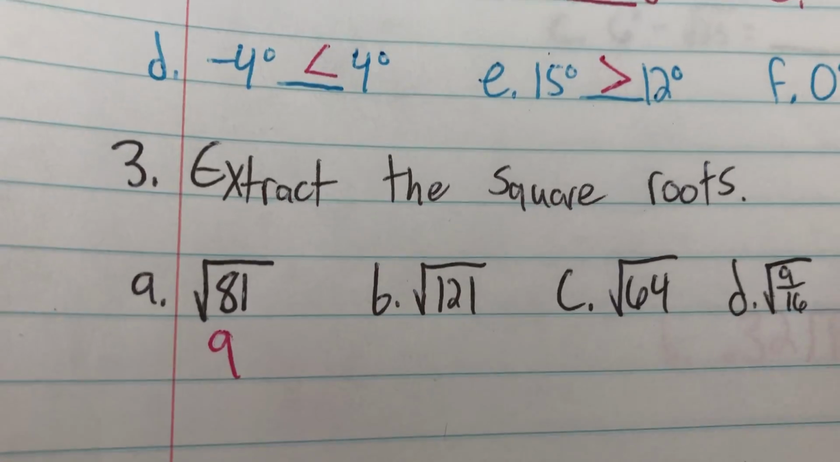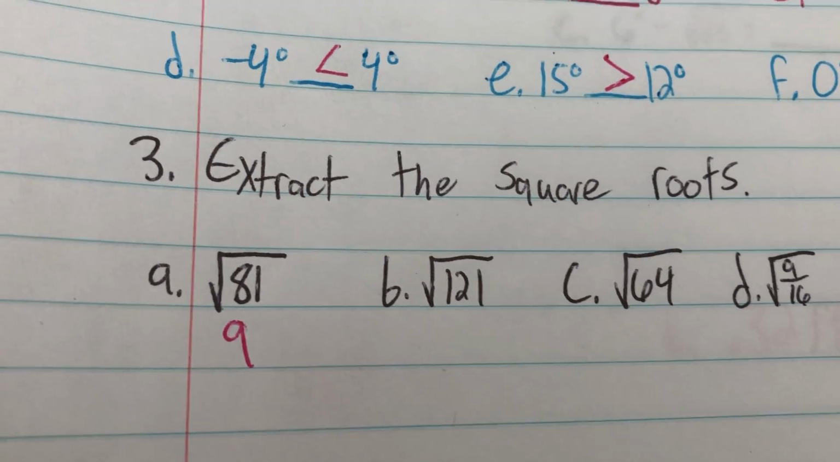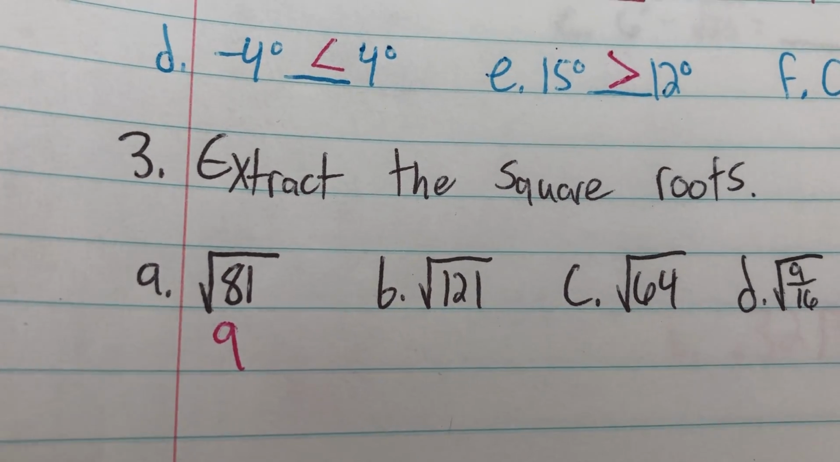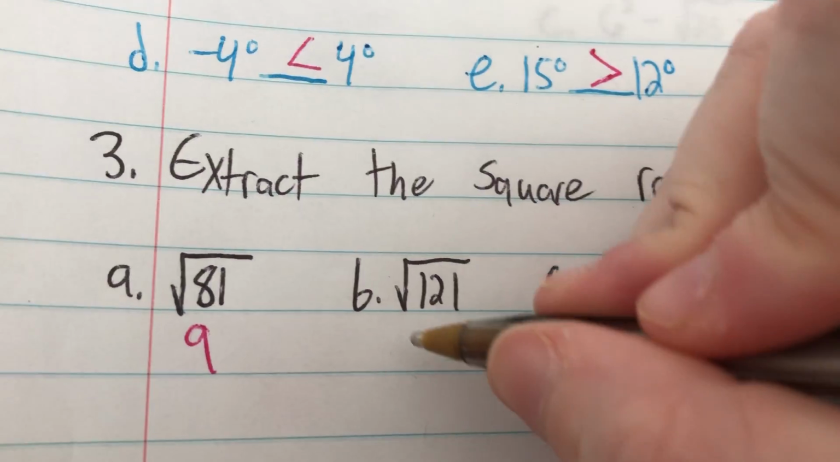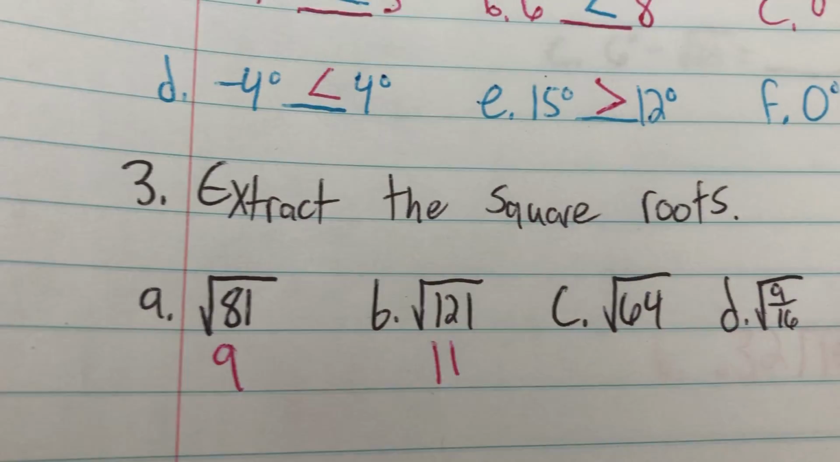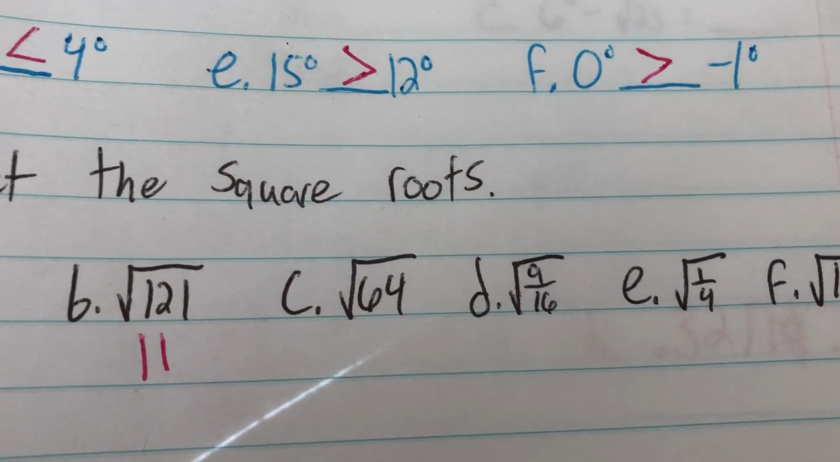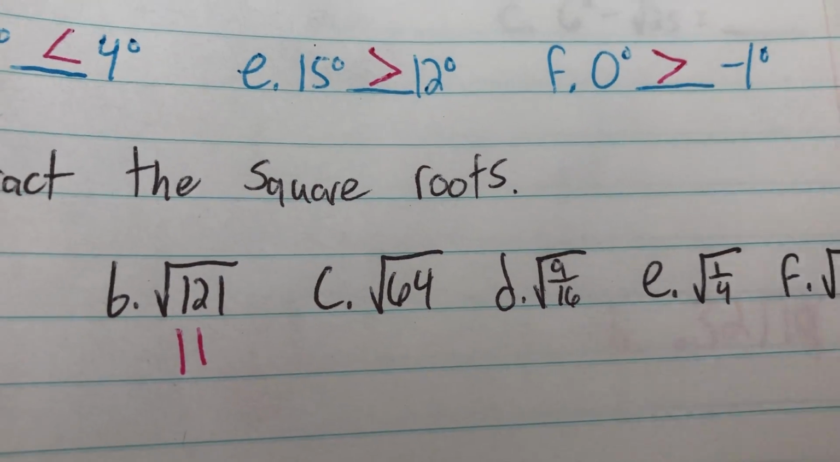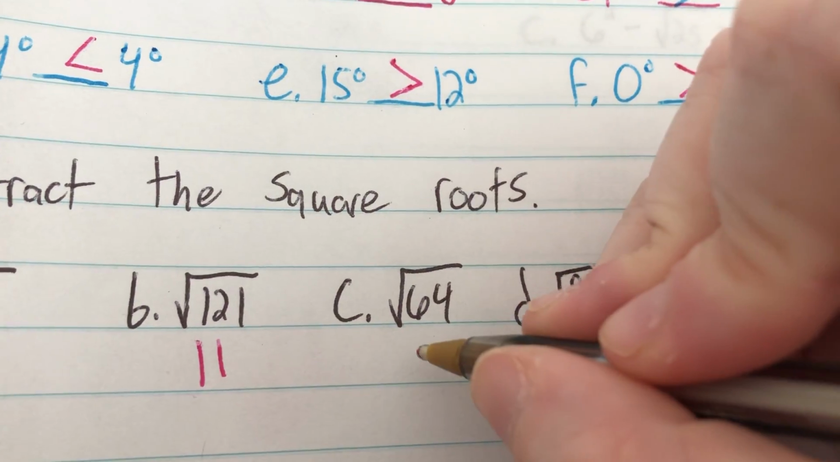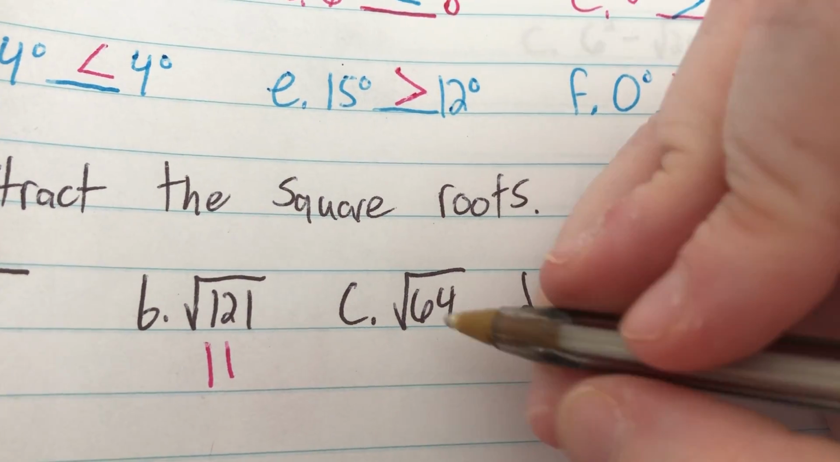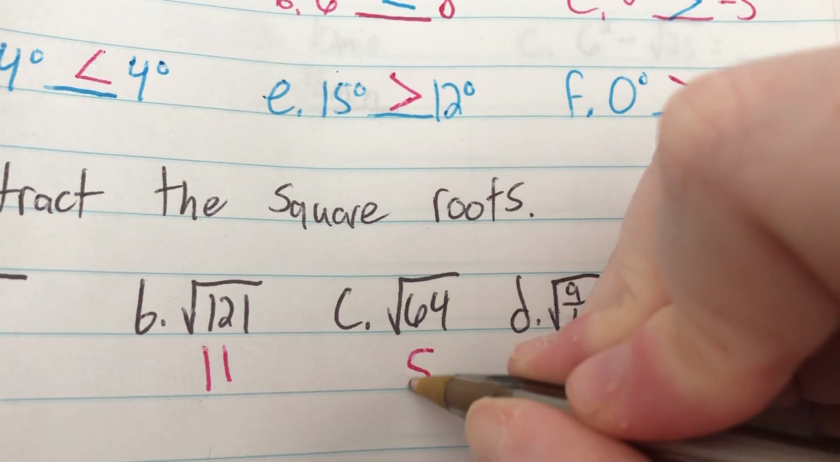B, what times itself equals 121? This is another one we should have memorized. 11 times 11 is 121. C, what times itself is 64? Another one we should have memorized. If we have all of our times tables memorized, 8 times 8 is 64.